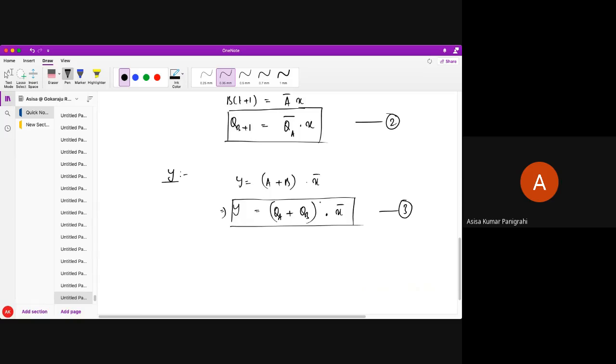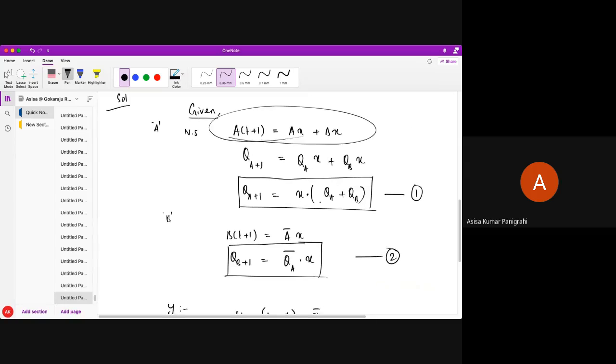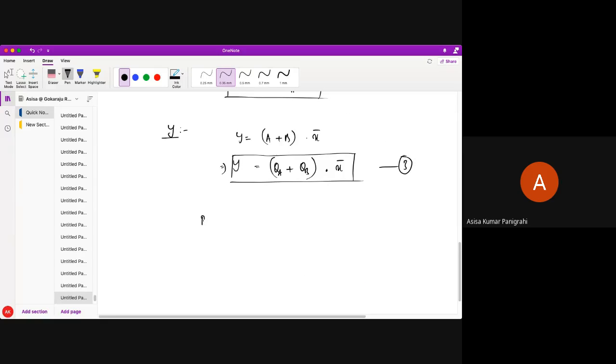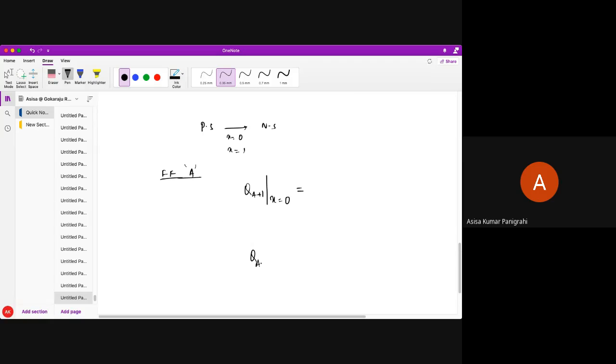Very simple. Now I know that my state transition will happen from present state to next state: at x equal 0 some transition, at x equal 1 some transition. Are you understanding? For that purpose, I am going to find out, for flip-flop A, QA plus 1 at x equal to 0. Also, I am going to find QA plus 1 at x equal to 1, because my state transition will happen for x equal 0 to one next state, and for x equal 1 to another next state.